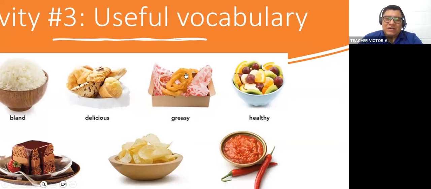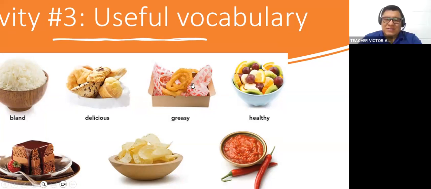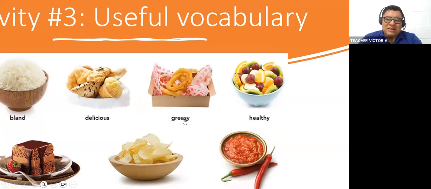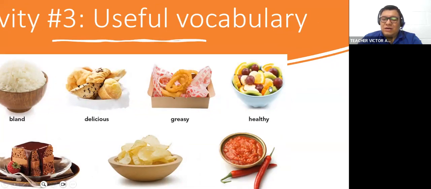Now we have here, how do you call this in English, guys? Onion rings. Onion rings, right? They are very greasy. Yeah, that's true. Even pupusas, right? They are delicious, but they are greasy, right? Normally. Now, we have a bowl here with fruit that's healthy.